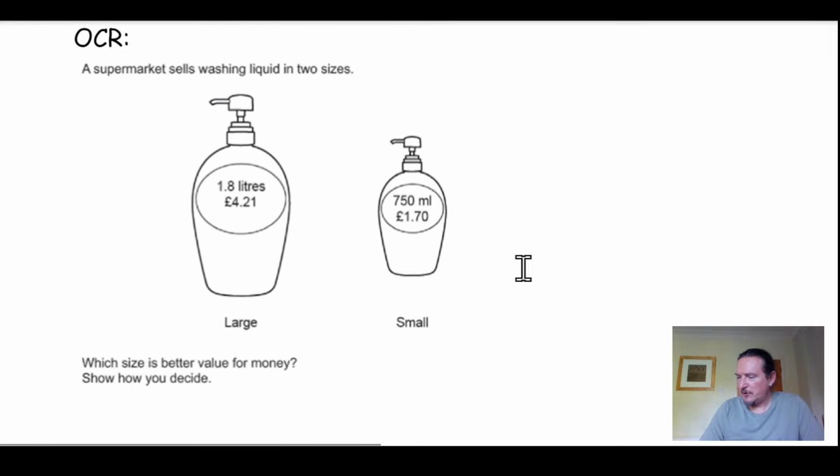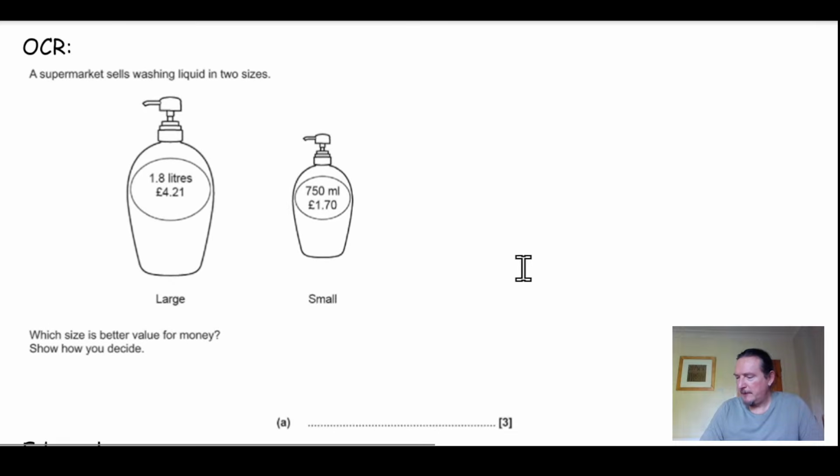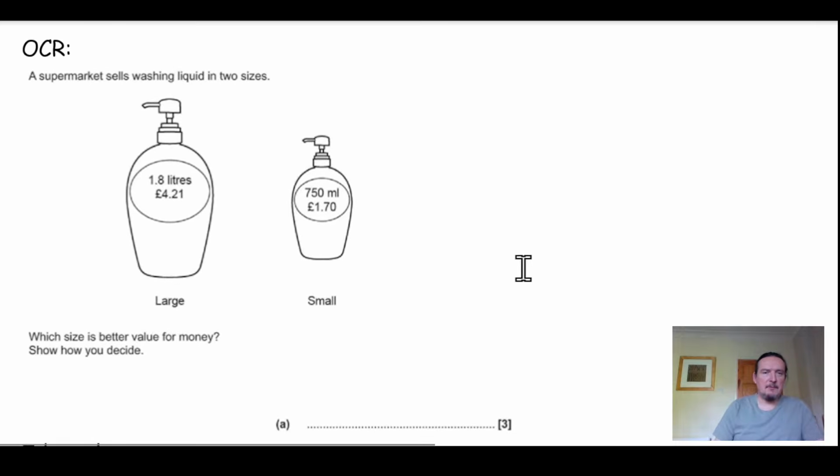This first question is actually taken from an OCR paper. I'm going to be picking questions from all three exam boards to look at, so you can see yourself the differences between them are not actually that great when it comes down to it. This one says a supermarket sells washing liquid in two sizes. I've got 1.8 litres for £4.21, and a 750 millilitre one for £1.70. And we're asked which size is better value for money.